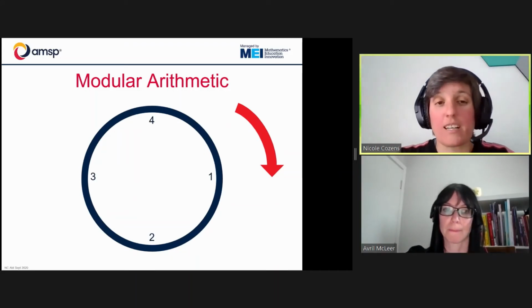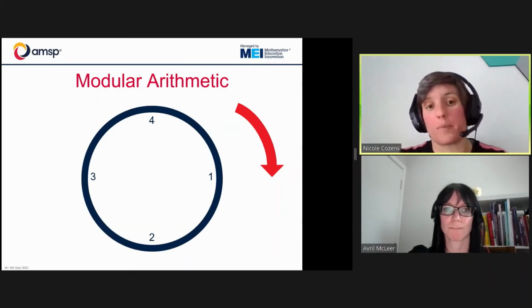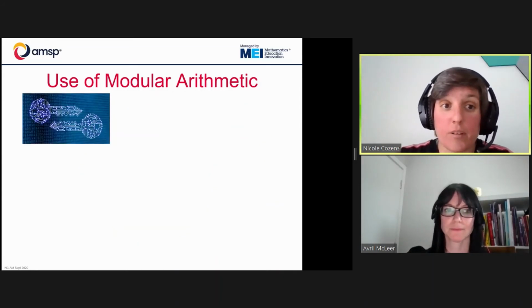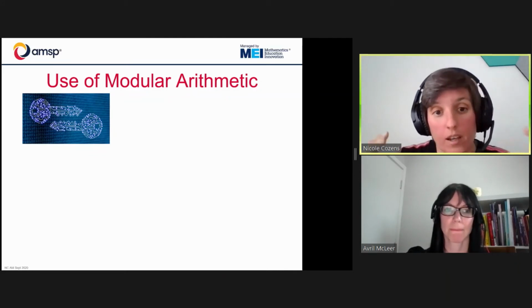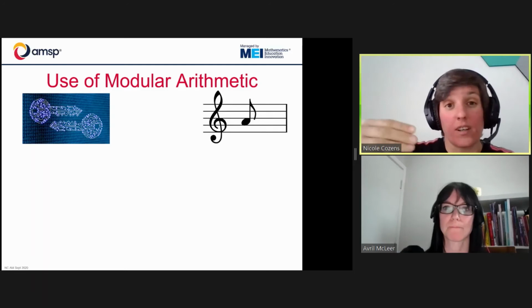Modular arithmetic is really interesting. It doesn't just have an application in the game of Got It, it has applications in all sorts of places. One of those places is cryptography. When you see a barcode or a QR code, they use modular arithmetic as a way to code and decode your data. It's also got an application in music, if you think that each octave is a cycle around the clock.